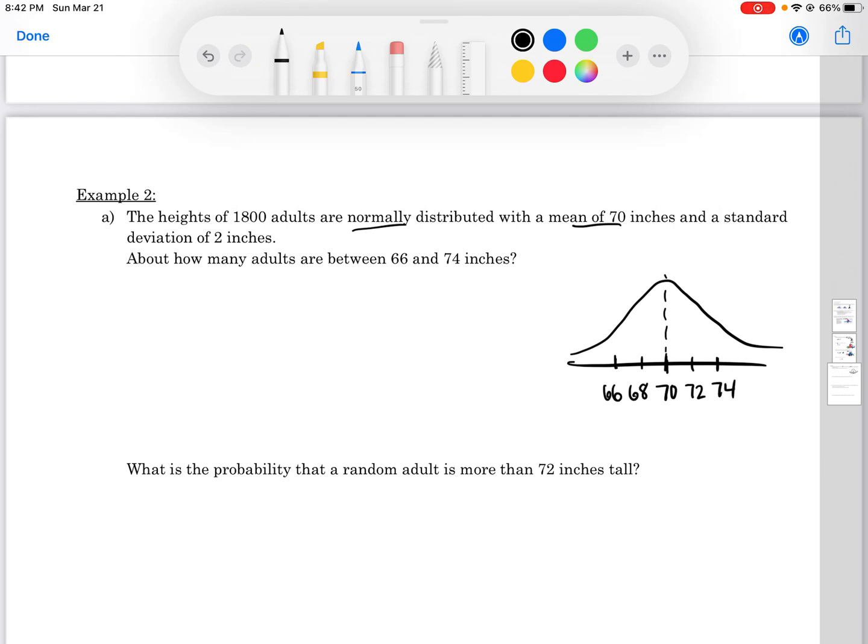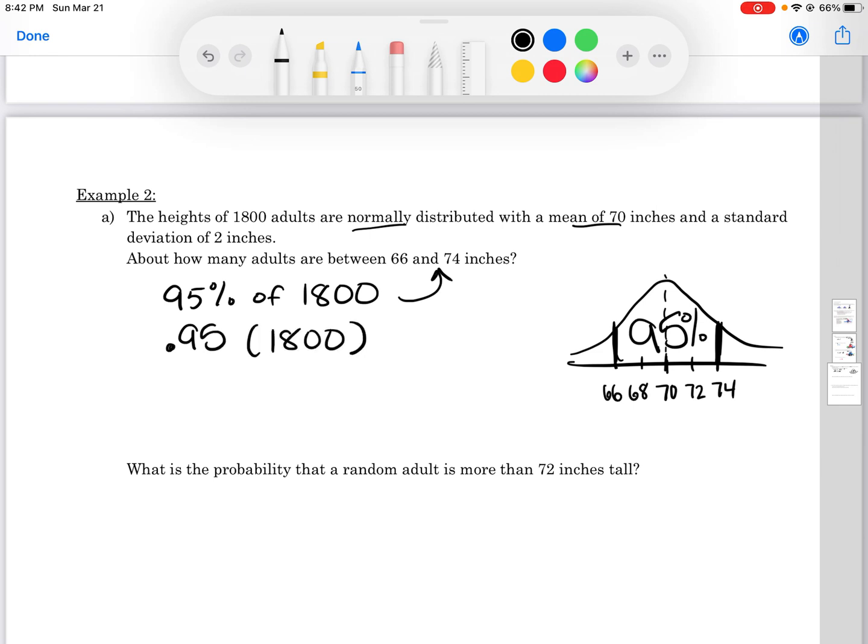Okay, so about how many adults? Well, we see that this is going to be 2 standard deviations away. That means that 95% of the data is in here. That means 95% of the 1,800 adults are going to be between 66 and 74. So 95% of, that just means multiply. So 0.95 times 1,800, and that's going to give us 1,710 adults.